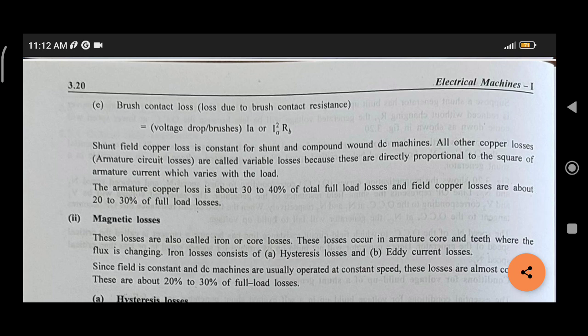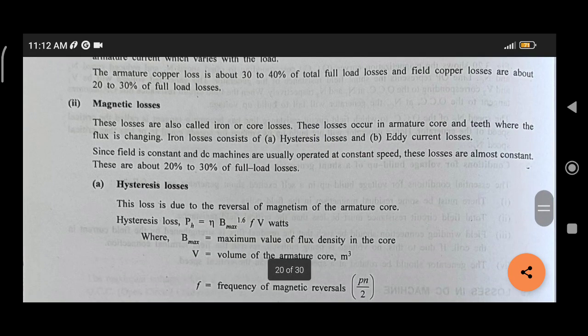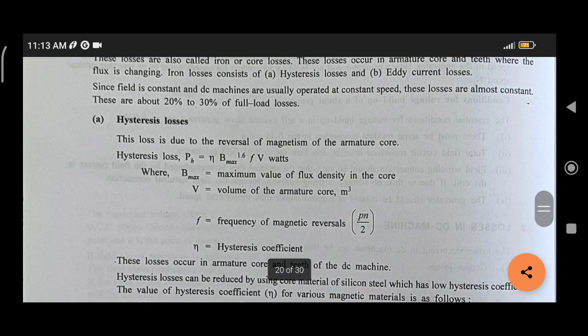Then the second one is magnetic losses. These losses are iron losses or core losses, and they depend on magnetizing and demagnetizing the material. We all know that our flux is AC, so we frequently magnetize and demagnetize the pole, and due to this, hysteresis loss and eddy current loss come into the picture. So what is hysteresis loss?